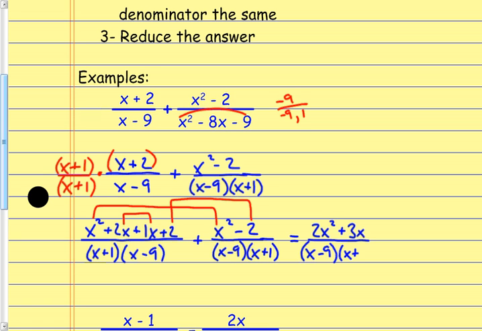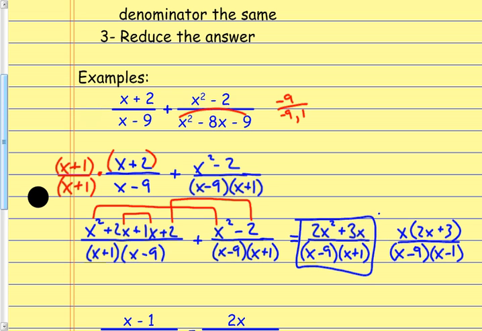And I can try simplifying this. I can try reducing it. In the numerator I could factor an x out, but it turns out that doesn't really do anything for me in terms of reducing. I can leave my answer in this form if I'd like, or I can leave it in this factored form. Okay?